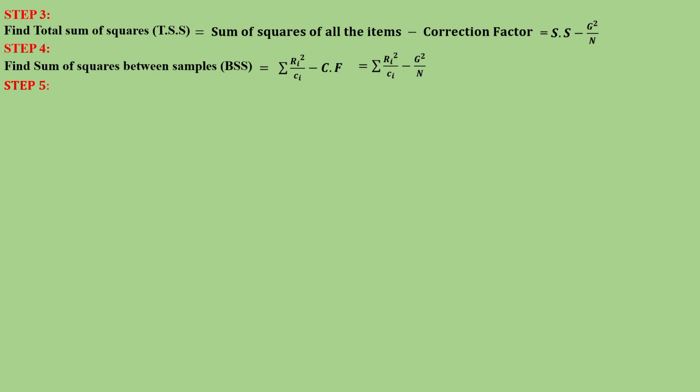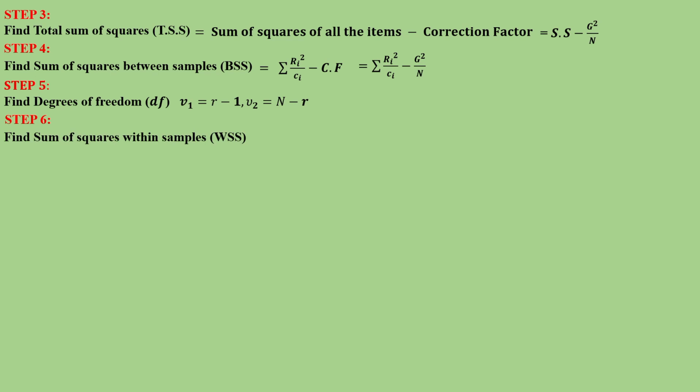Then next, find the degrees of freedom, df. First, V1 is r minus 1, the number of rows minus 1, and V2 is equal to the number of items minus the number of rows, n minus r. Next, find the sum of squares within the sample, WSS. So it is the total sum of squares, TSS, which you know, minus the sum of squares between the samples, BSS, which you also know, right?